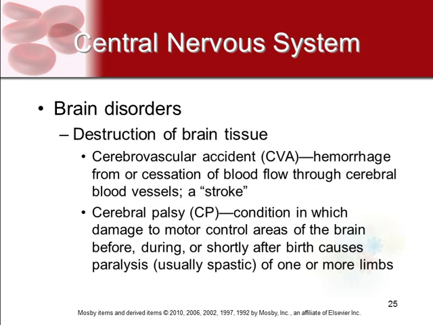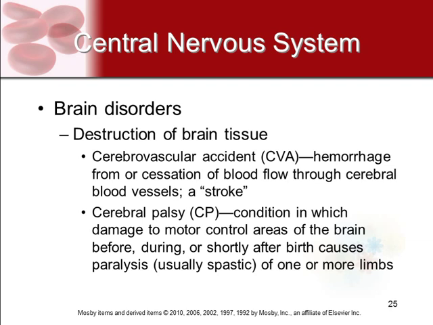So for some brain disorders, there can be some destruction of brain tissue. That can be caused by something like a CVA, a cerebrovascular accident. So that's normally caused by a hemorrhage or a cessation of blood flow to your brain. It's also called a stroke. And that's because if it's a hemorrhage, it means that one of the blood vessels in your brain burst open, ruptured, and now you're bleeding into your brain, which means that now it's creating a lot of pressure in your brain, as well as wherever that blood vessel was supposed to be delivering blood to is now not getting blood.